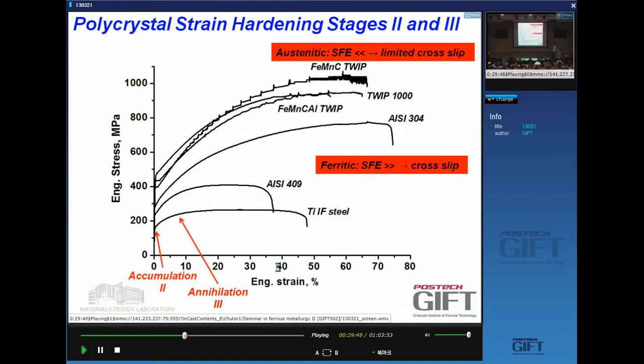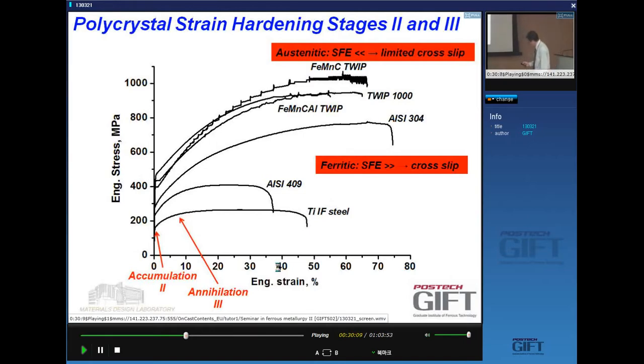Austenitic stainless steels, most of them are here. There's one austenitic, and you have some TWIP steels here. The cross-slip is much smaller, because the stacking fault energy is much lower. So you get very limited cross-slip and you get a much larger strain hardening.